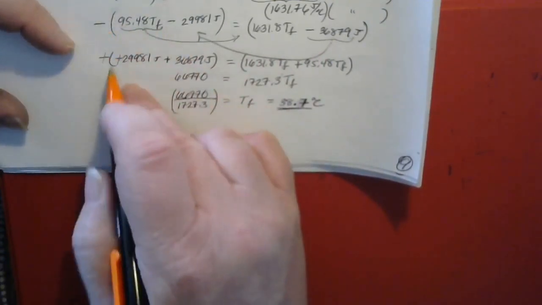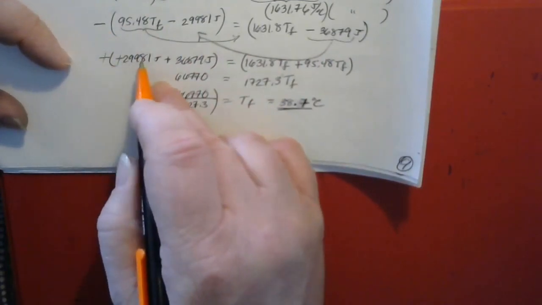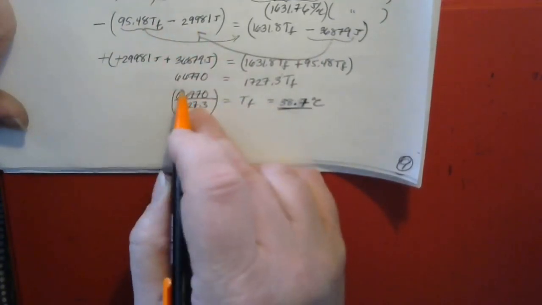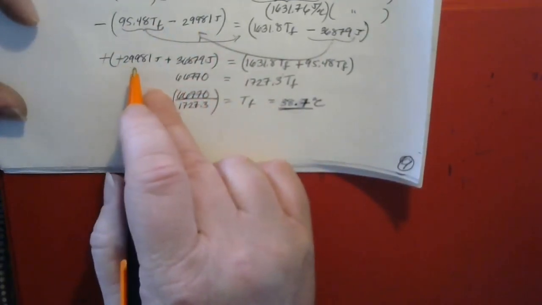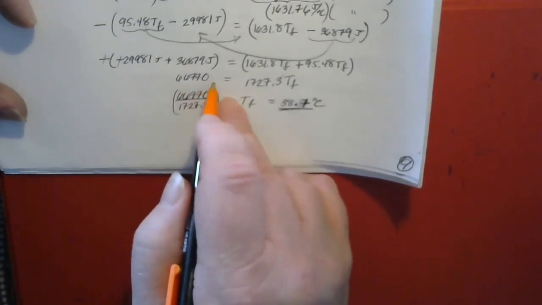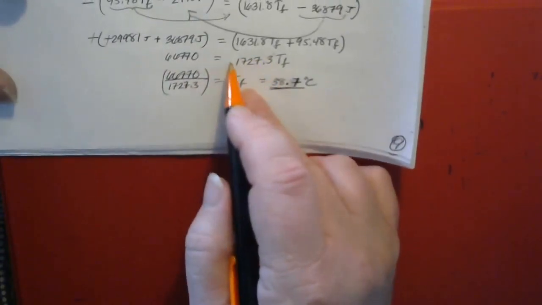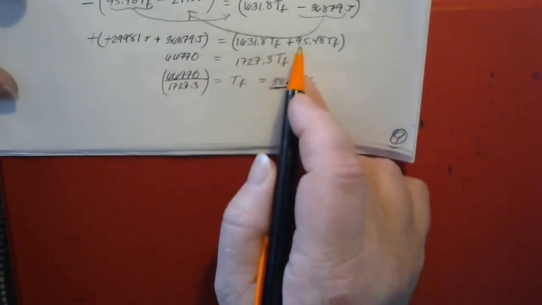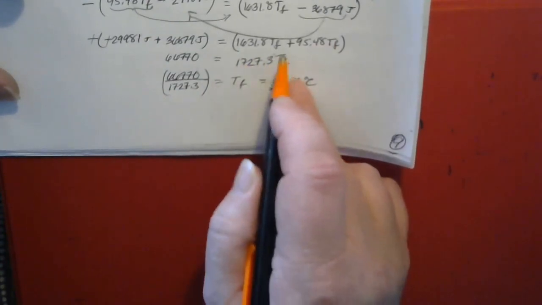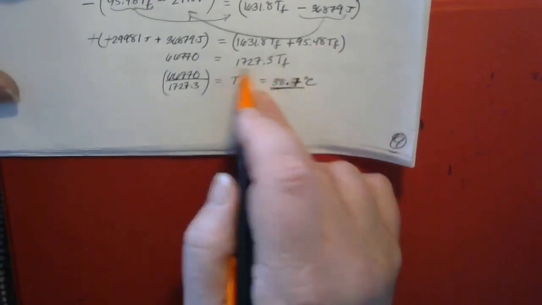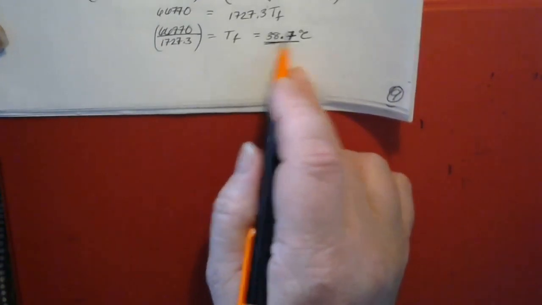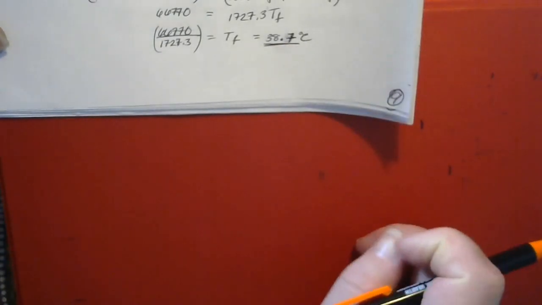Okay, and then taking the negative of the negative is positive, so the 29,981 becomes positive because it's the negative of a negative. And so 29,981 plus 36,879 is 66,770. And that is equal to 1631.8 plus 95.48 times TF, which is 1727.3 TF. Divide both sides by 1727.3, and we get a final temperature of 38.7 degrees.